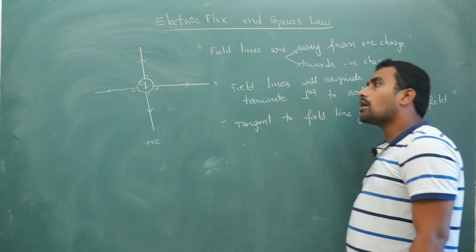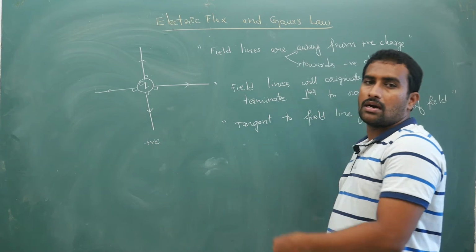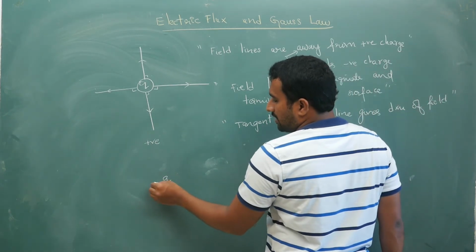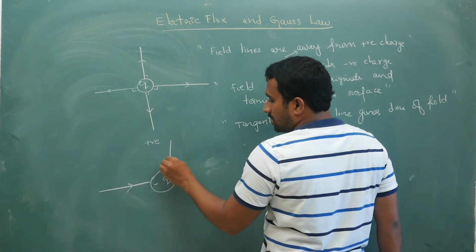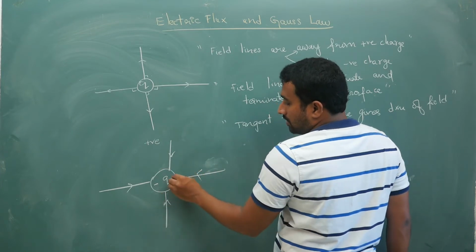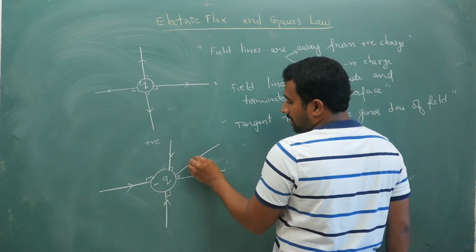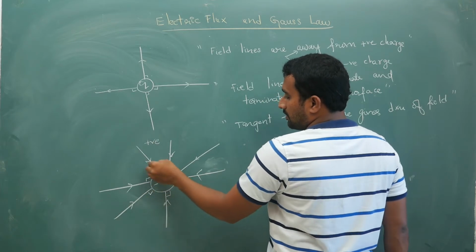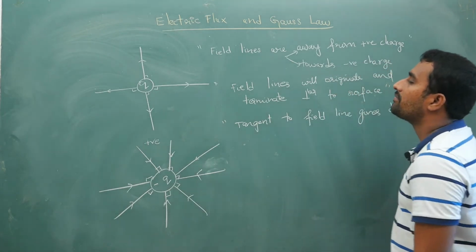I will talk about electric field lines separately later, but because I am explaining flux, I need these field lines. Next, if you have a negative charge minus q, your field lines will be towards this negative charge like this. And remember, they will originate and terminate perpendicular to the surface, everywhere. So this is how you will have your field lines.